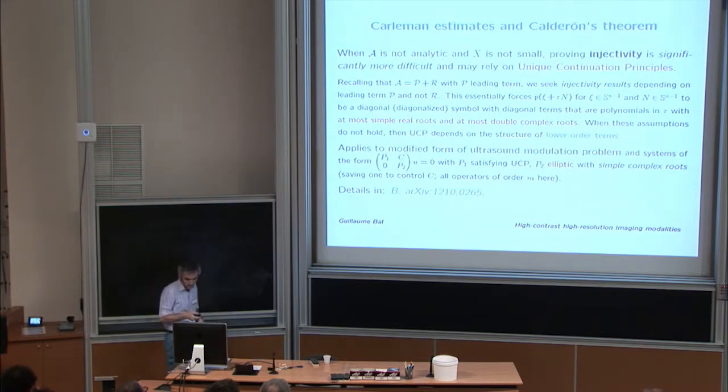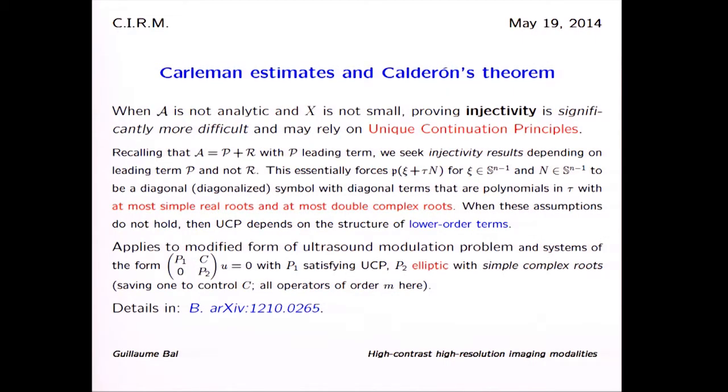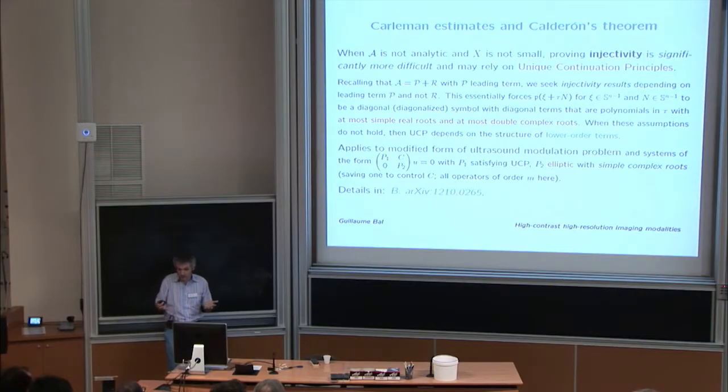So I believe I have a slide here. For specific problems, this is unfortunately the only uniqueness result that I know, and this is a lot of work for something which practically is not necessarily the most interesting. I think the stability estimates are the most interesting from the practical point of view. But nonetheless, it turns out that for the ultrasound modulated problem, we can rewrite it as a system where P1 just satisfies a standard UCP, and P2 is elliptic with simple complex roots. There are some difficulties that David mentioned this morning, that not every linear problem, even scalar, satisfies a unique continuation principle. There are the Levy counterexamples that create some difficulties.